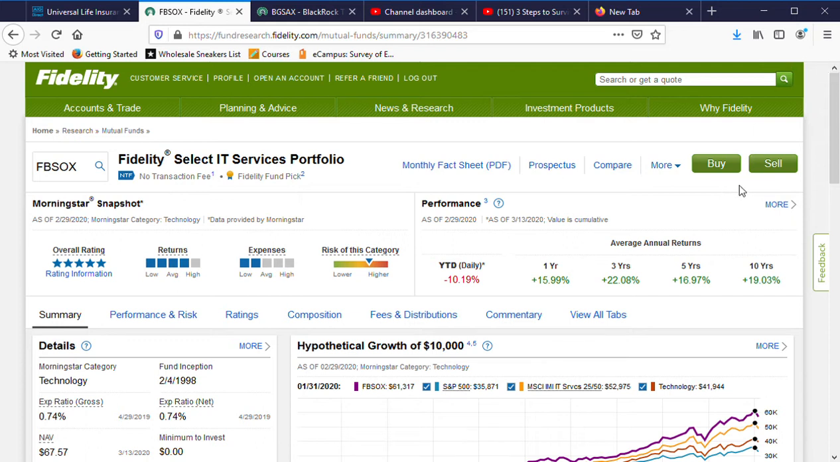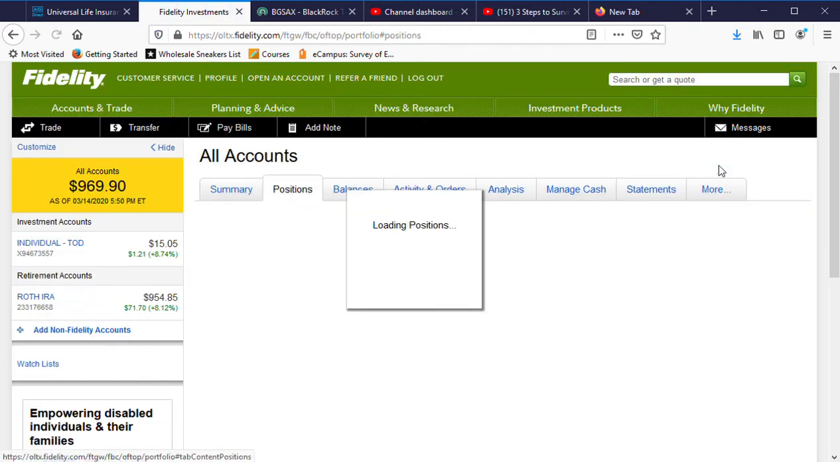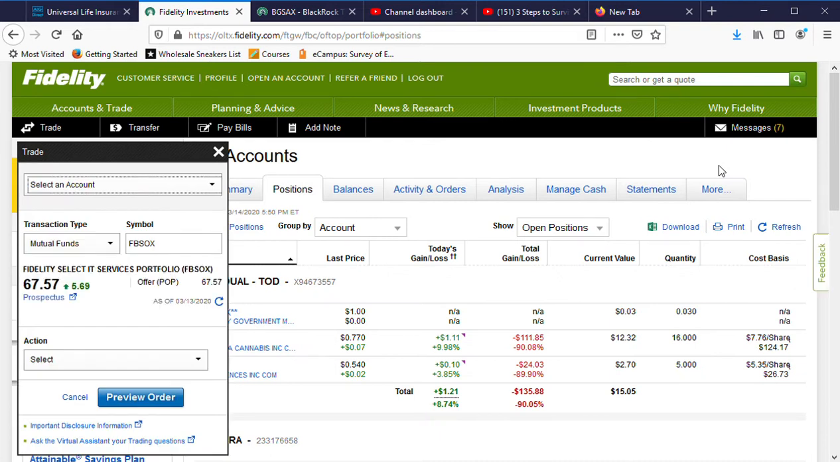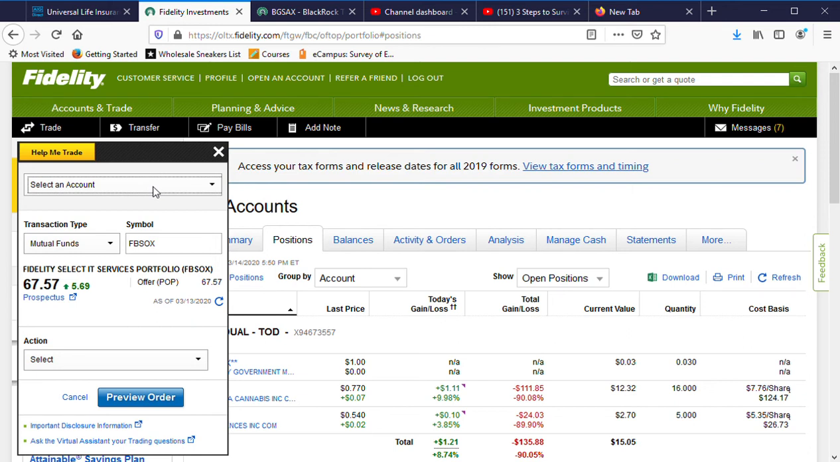So all you do is just click on buy if you want to purchase this stock, and then it's going to take you to a screen here. If you look here, you're going to select the account that you want to choose. Now, I have 2 accounts. I have an individual stock account, and then I have my Roth IRA. The reason I have 2 accounts is, like I said, I like to invest in penny stocks or marijuana stocks, and I don't want to put those in my Roth IRA. So I'm going to choose Roth IRA.